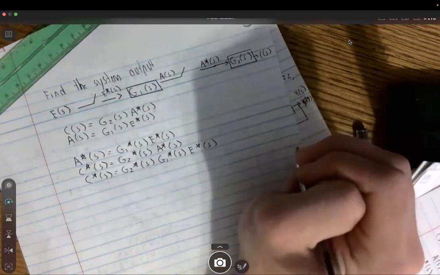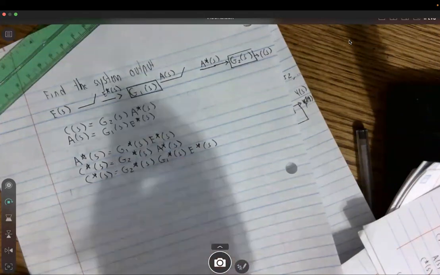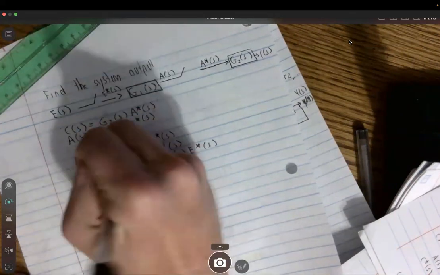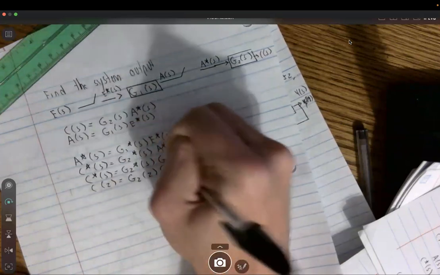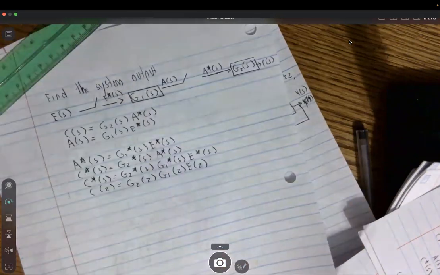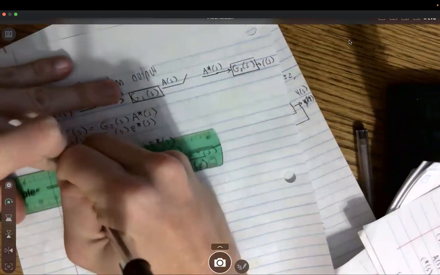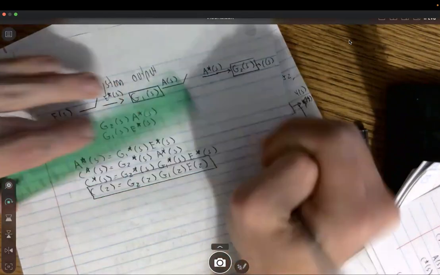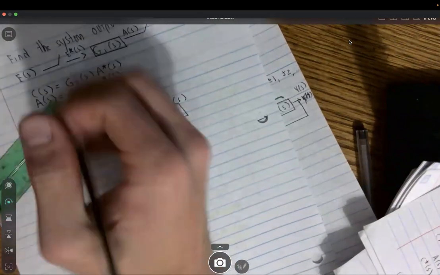Now, this is my system output. If you just take the Z transform of this, you get C of Z equal to G2 of Z, G1 of Z, E of Z. So now we have the output in terms of the Z transform, and here I'm just going to leave it in terms of the Z transform. So we have it.